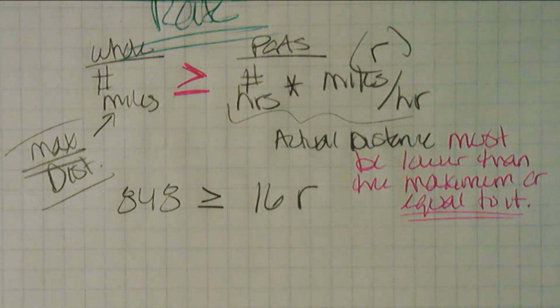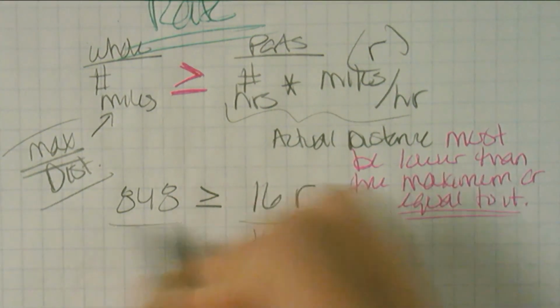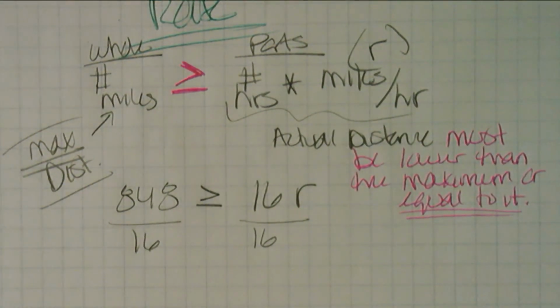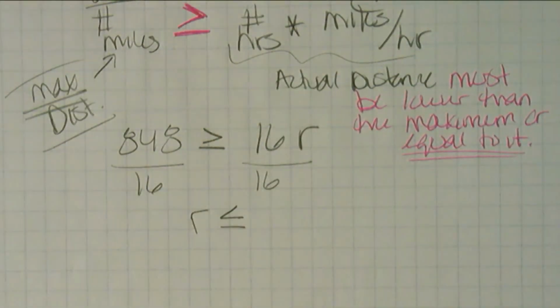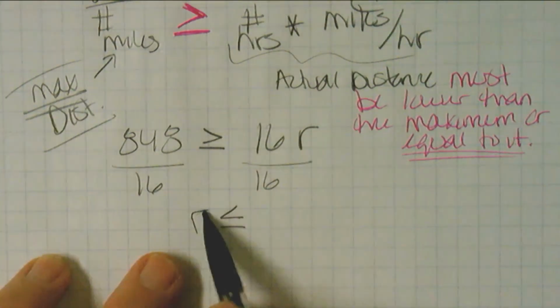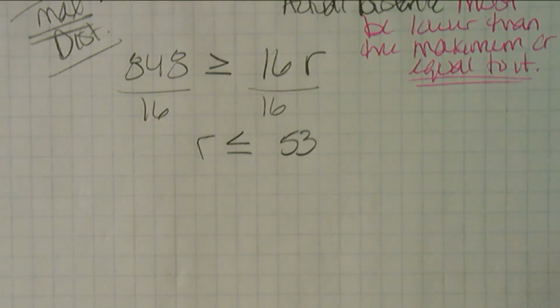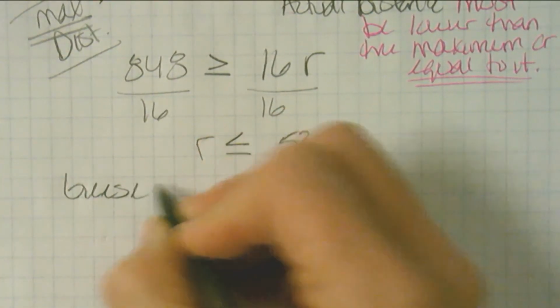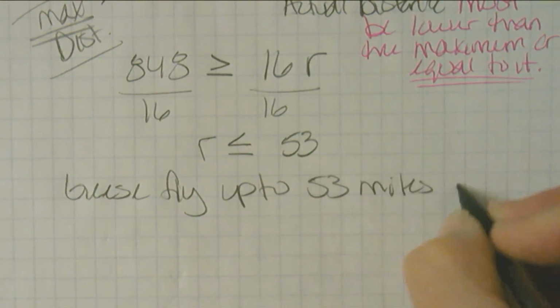How do I solve this now? Alex, how do I solve this? Excellent. So I'm going to grab your calculators. All right, so we're going to do 848 divided by 16, and I get my R is less than or equal to, I flipped it around. Can you guys see this? I didn't flip the inequality symbol, I'm just flipping the order. I put my R going first, is less than or equal to 53. So the geese fly up to 53 miles per hour.